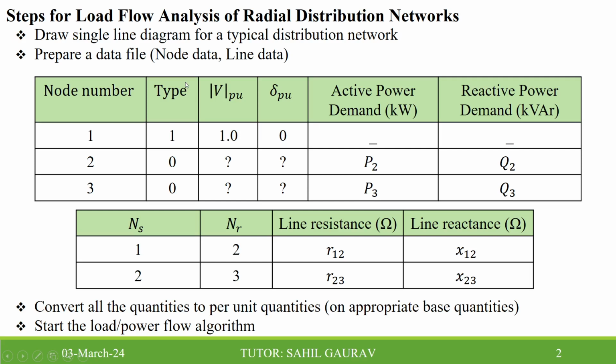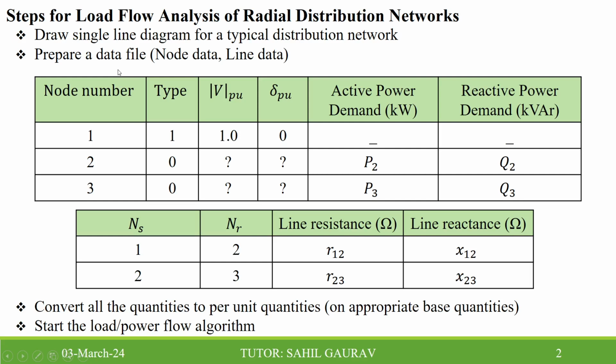So let us see the steps for power flow analysis of radial distribution networks. The first step is to draw the single line diagram for a typical distribution network. If in the problem you are given the distribution network, you have to make the single line diagram. And we all know that we can make the single line diagram for a balanced system only. So this method is for balanced systems only.